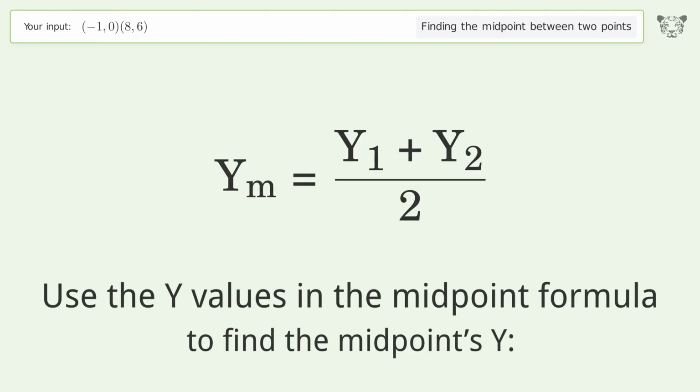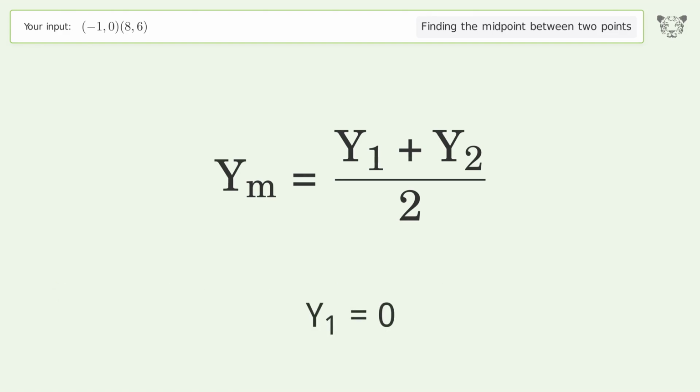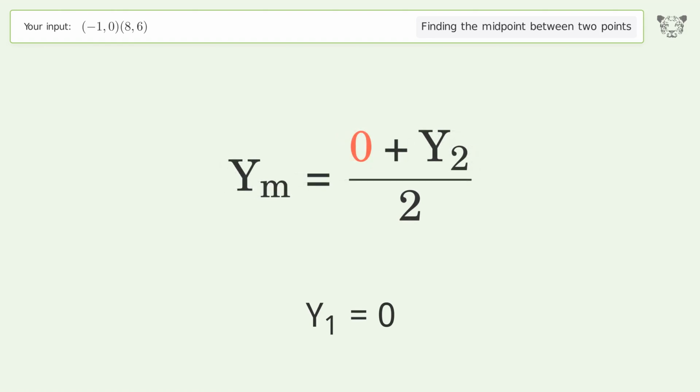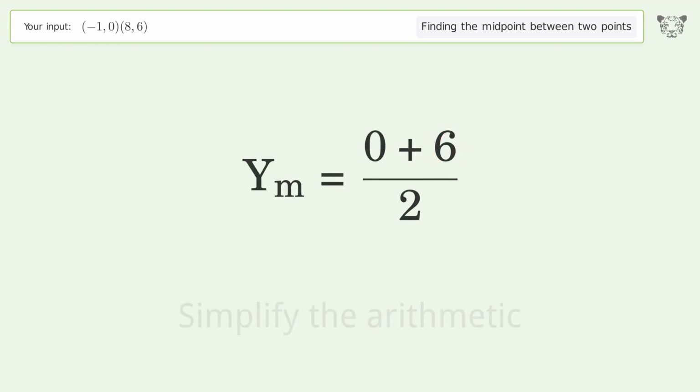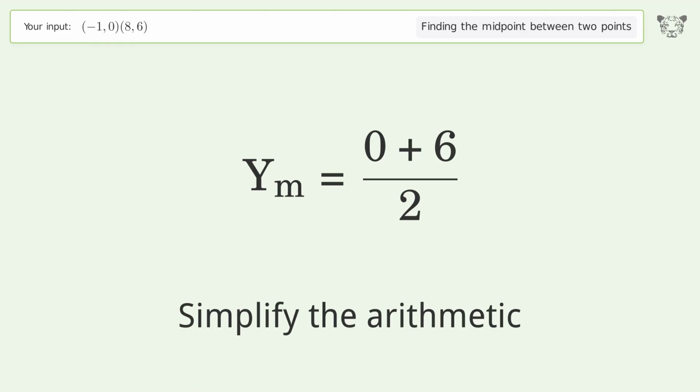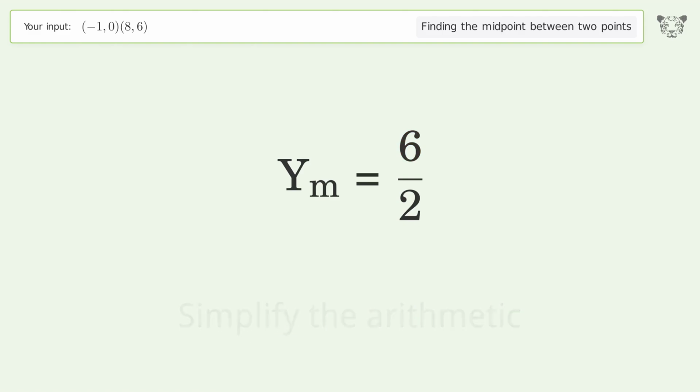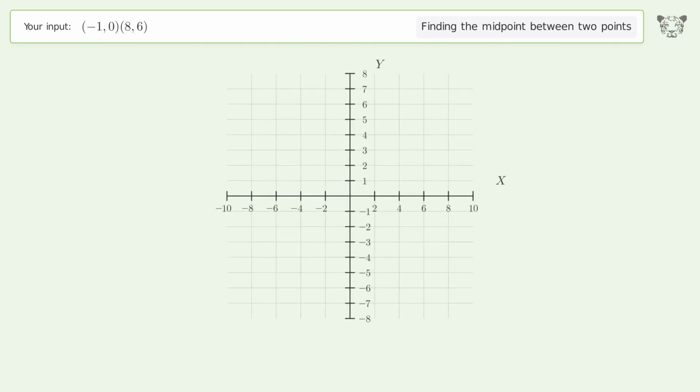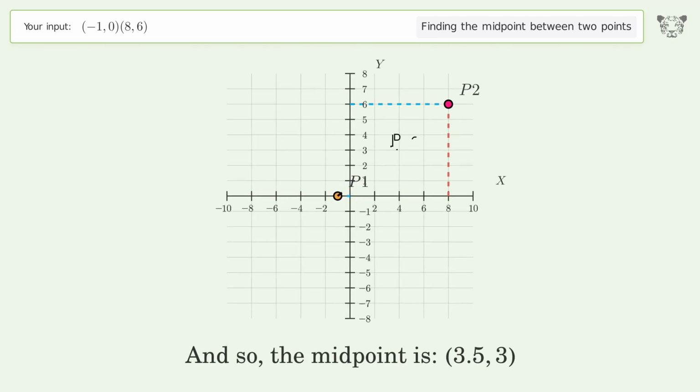Use the y values in the midpoint formula to find the midpoint's y. y1 equals 0. y2 equals 6. Simplify the arithmetic. And so, the midpoint is (3, 3).